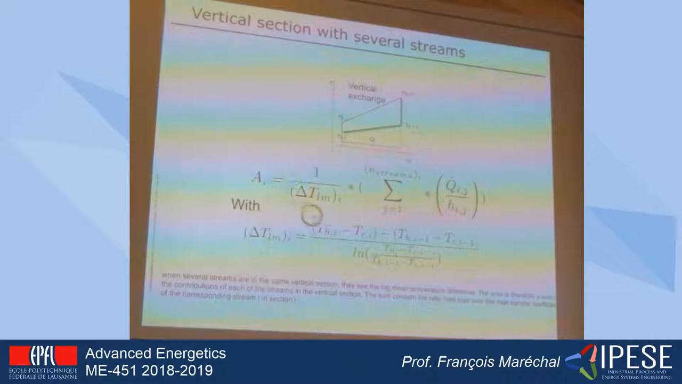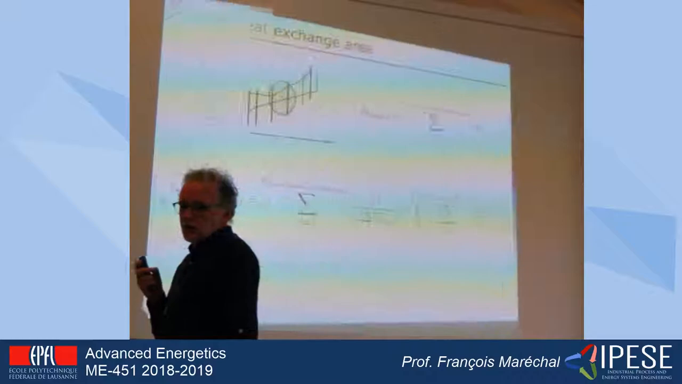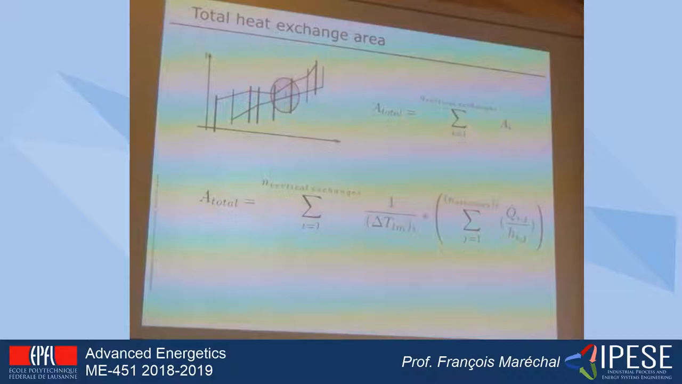And as a consequence, I can calculate the area that is needed in a vertical temperature interval for doing the exchange among all the cold streams and all the hot streams that are in the interval. So I can do the list of all the streams in the interval. And therefore, I can make the calculation now of the total heat exchange area that is needed by all the hot streams that exchange heat with all the cold streams.